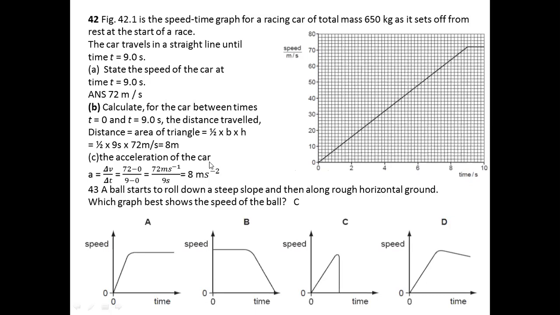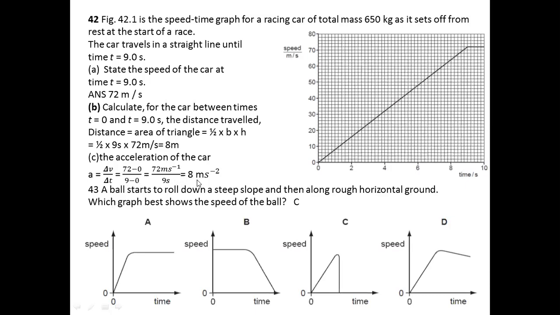Calculate the acceleration of the car. How to calculate acceleration? Acceleration is also to be calculated from 0 to 9 seconds. Acceleration is change in velocity over change in time. So initial velocity is 0. Final velocity when time interval is 9 seconds is 72. So we have 72 minus 0 and time interval is 9 minus 0.